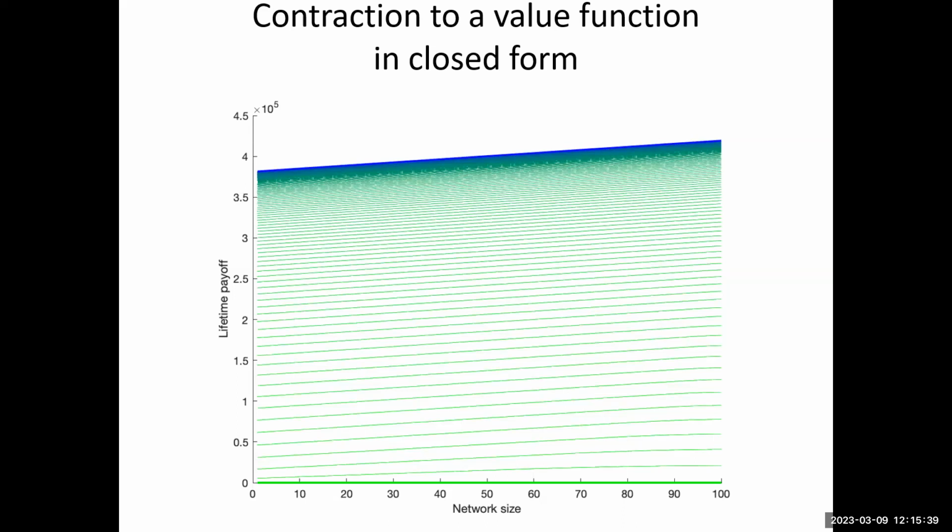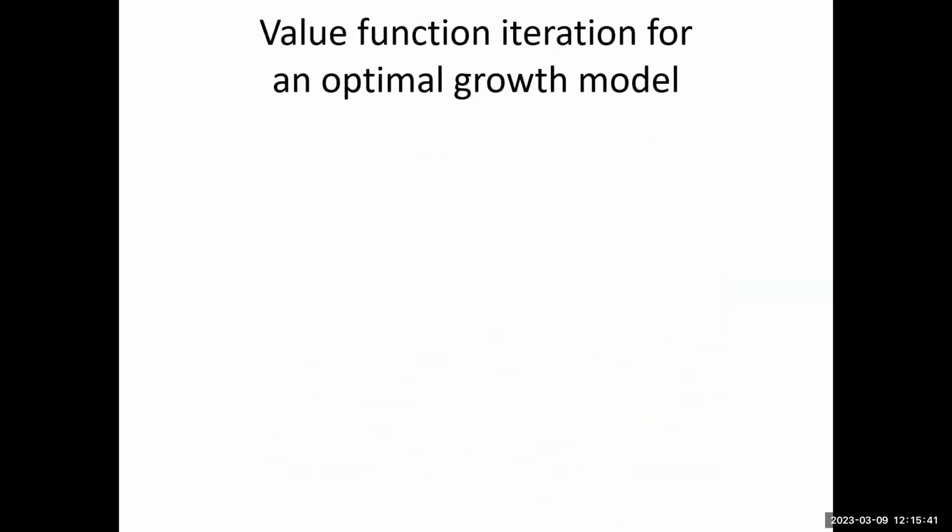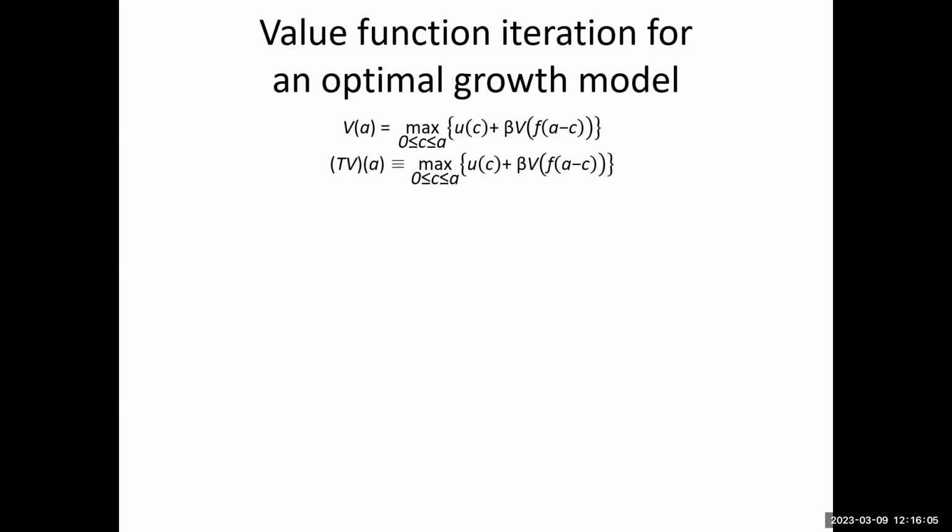We conclude this video with an animation of value function convergence for our optimal growth model example. We consider the typical case where it is not possible to solve for the value function directly. Instead, one must find the value function numerically using the Bellman operator contraction mapping. For convenience, we restate the Bellman equation for our optimal growth model example here.